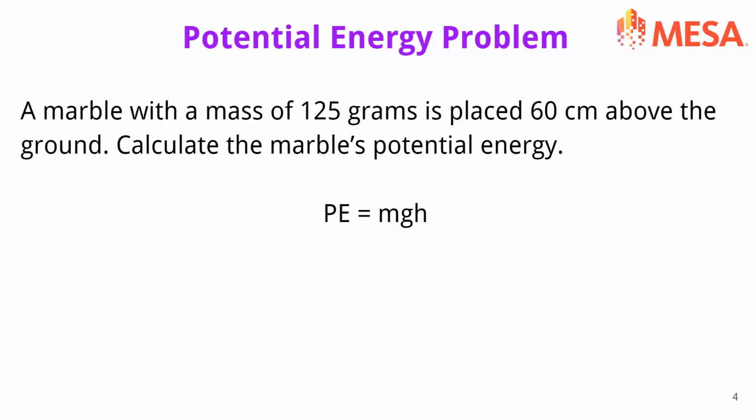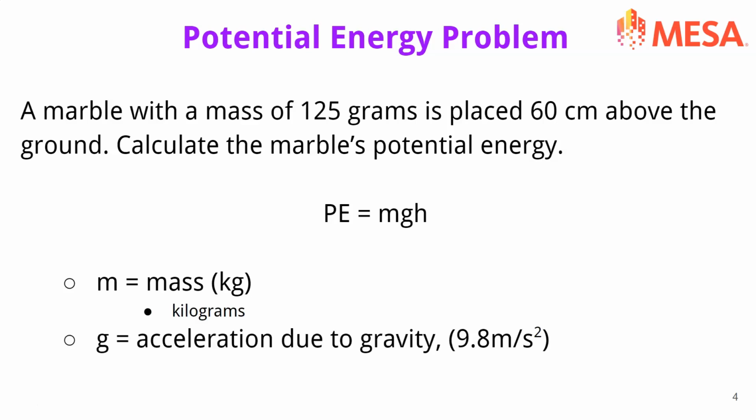Now, once again, potential energy is equal to m times g times h, where m is represented as mass in kg. The g is represented as acceleration due to gravity, which is a constant, 9.8 meters per second squared. And we have h, which is equal to height, and height is represented as meters.